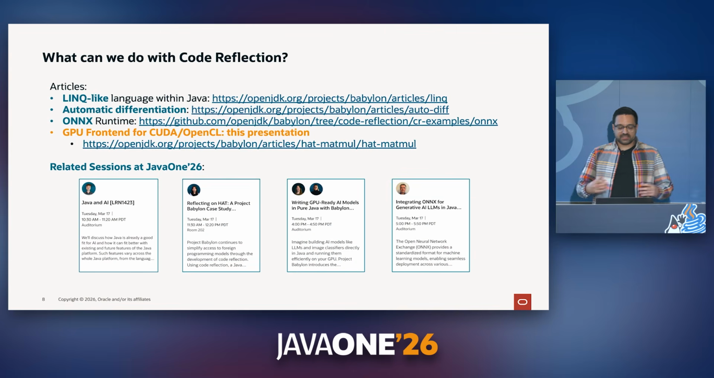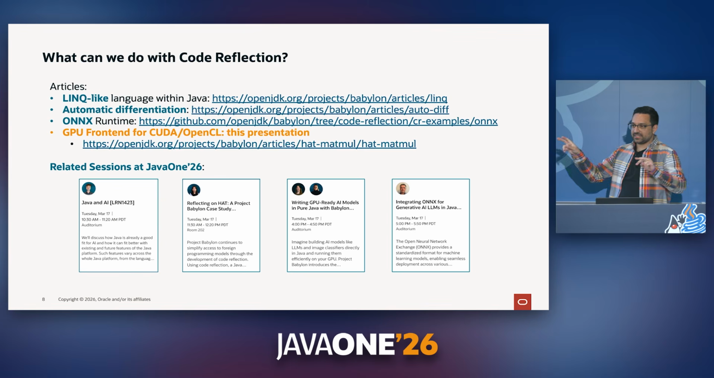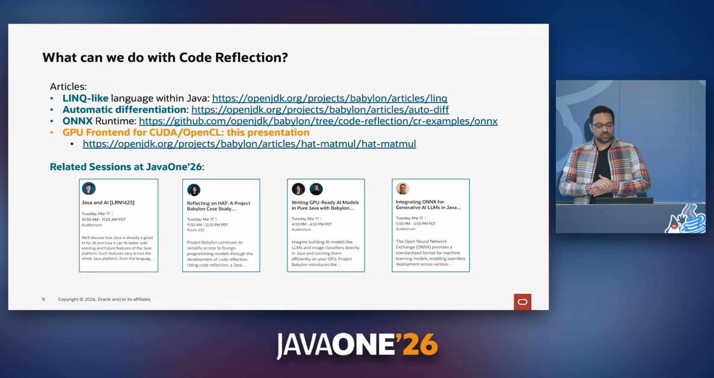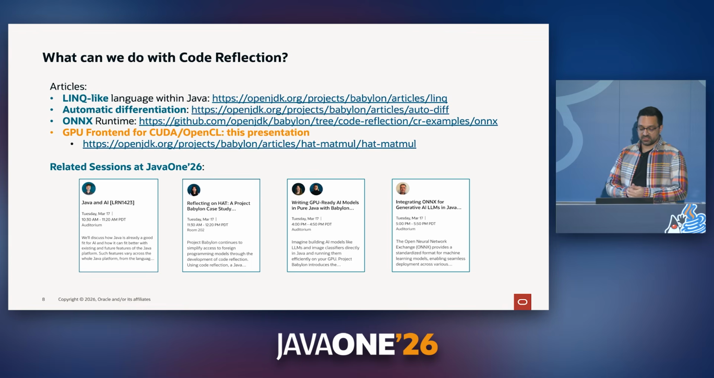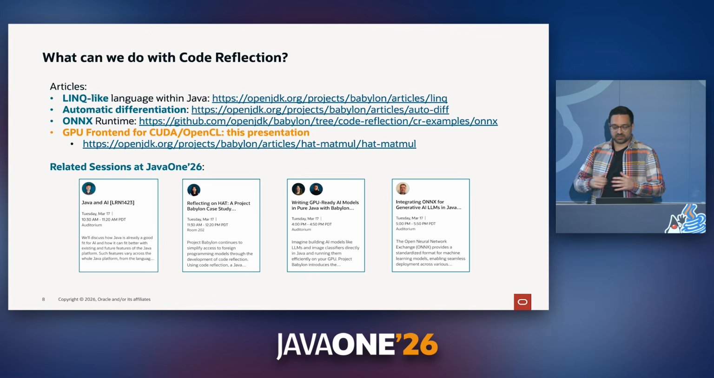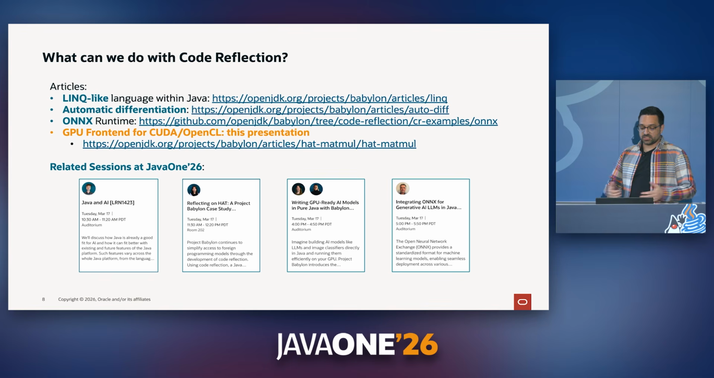Right, so what else can you do with code reflection? I show you a very, very simple example just to illustrate the purpose, right? But with code reflection, you can do many things. Paul, for example, has written some articles about how to have a LINQ-like language using code reflection, also to perform automatic differentiation. My colleague Adam, for example, has done an ONNX runtime connection. And of course, you can do a GPU front end. So these are just a few examples. Hopefully you get inspiration from this to do what you want to do, right?